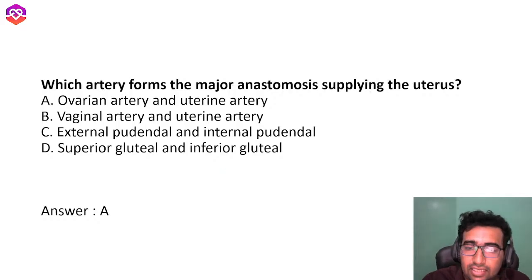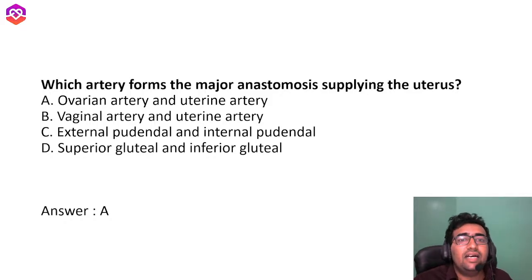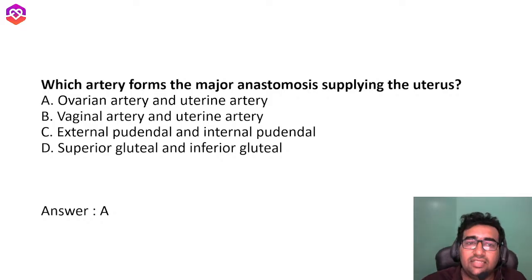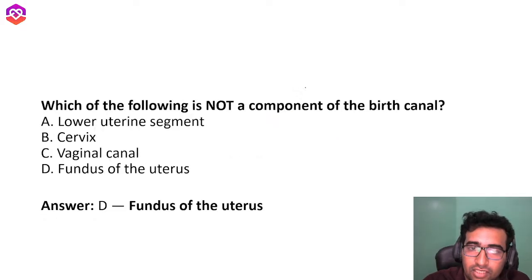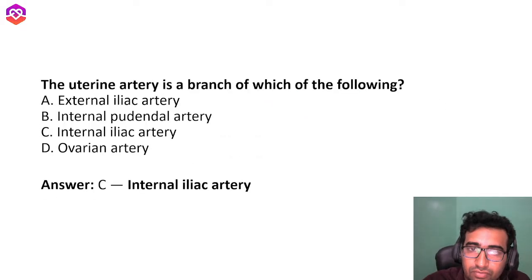At last, which artery forms the major anastomosis supplying the uterus? What are the arteries that anastomose around the uterus? The answer is very simple. Is it superior gluteal, inferior gluteal? No. External pudendal, internal pudendal? Never. Vaginal artery and uterine artery? No. It is the ovarian artery and uterine artery. You got 1 mark.